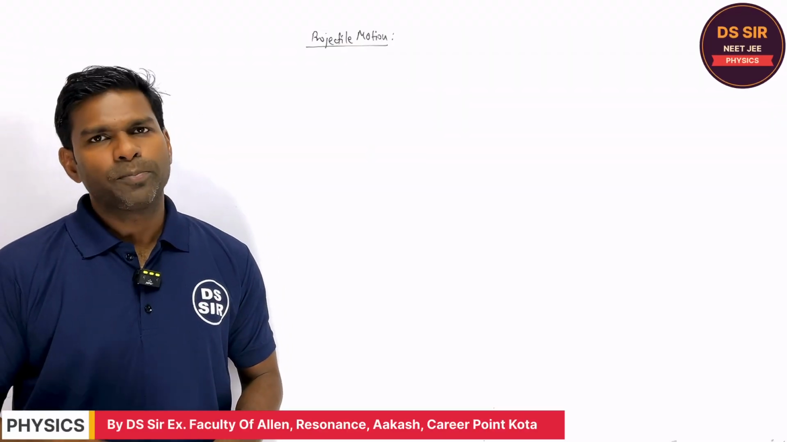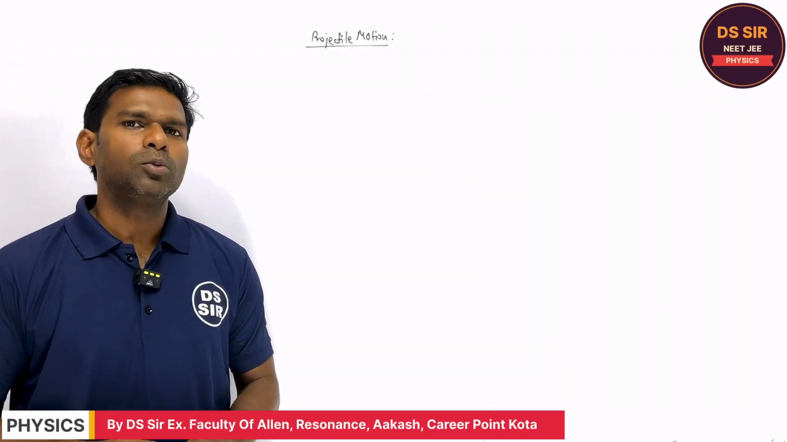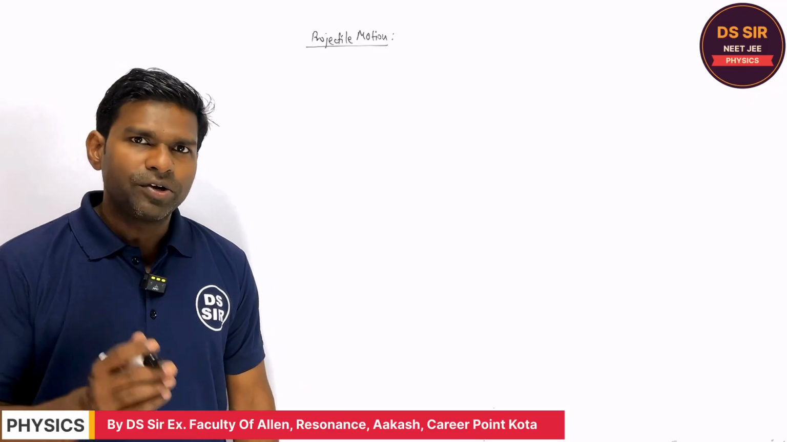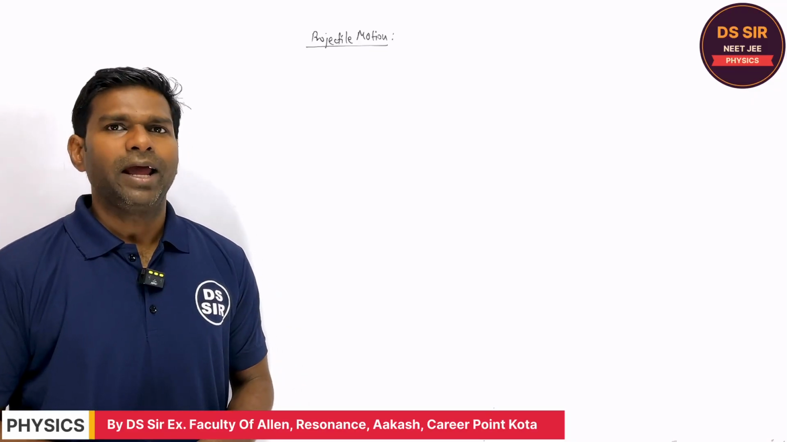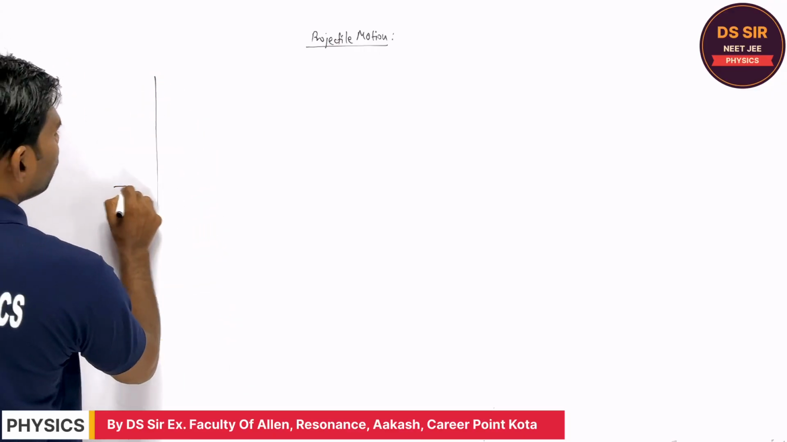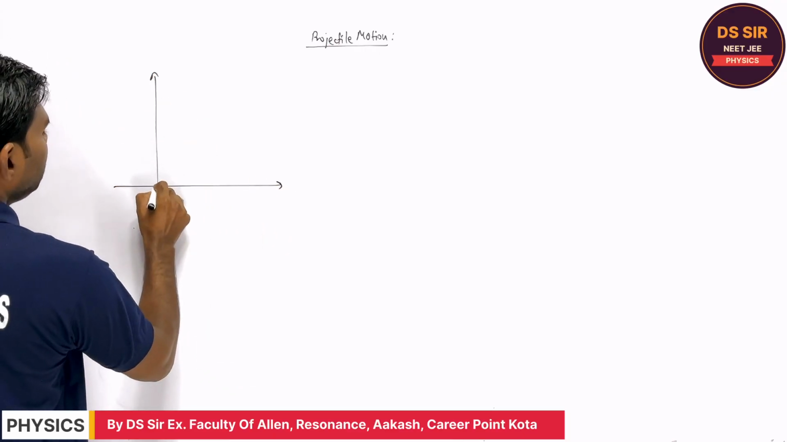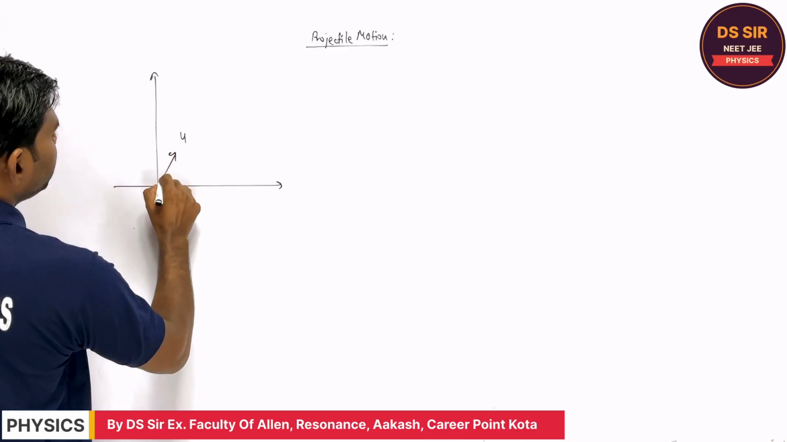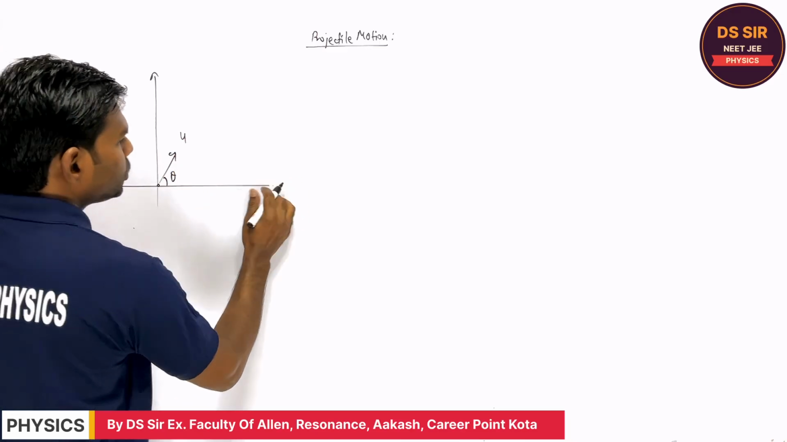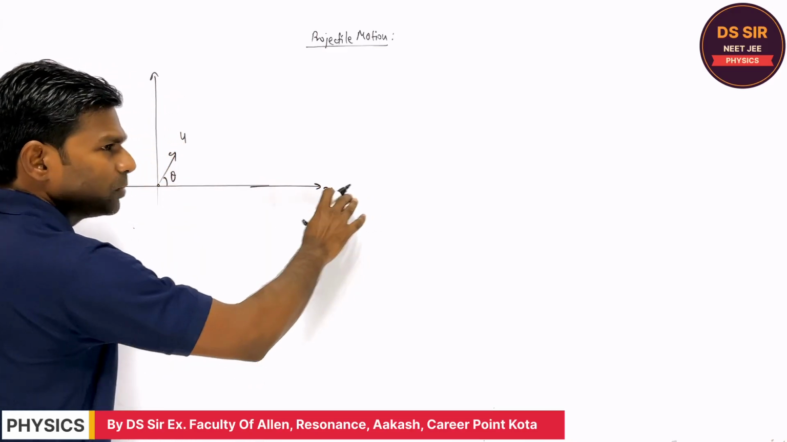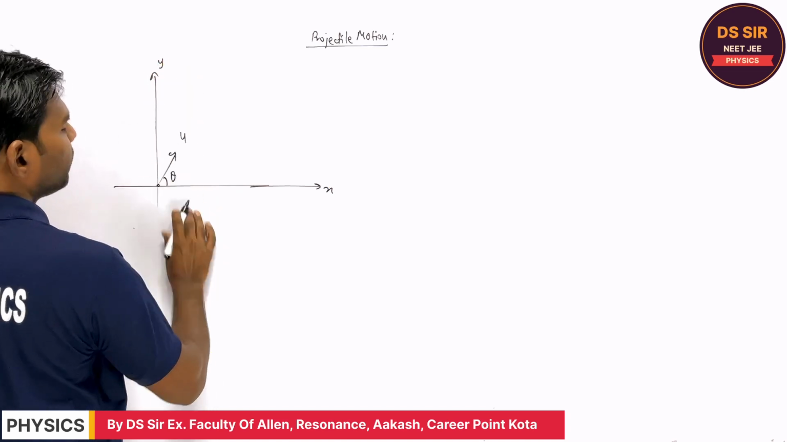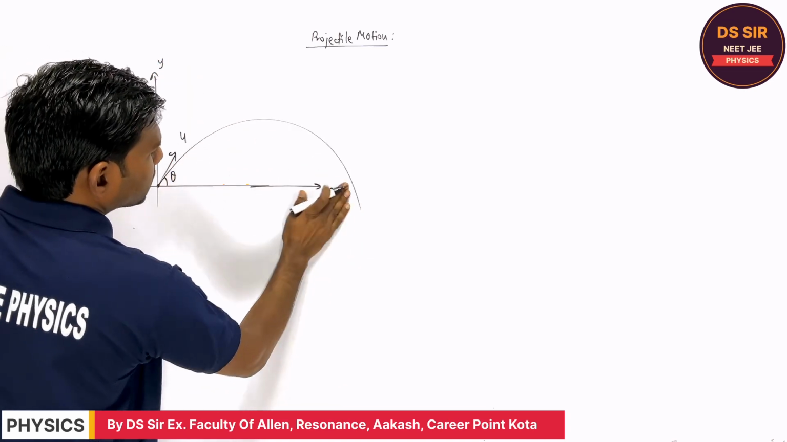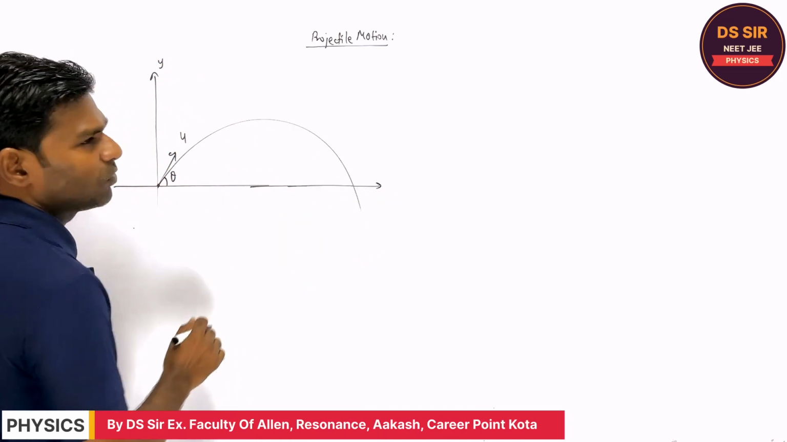So today in today's lecture we are going to discuss projectile motion, and in projectile motion we are going to discuss the trajectory of the projectile, which is parabolic, right? So when we throw the projectile from the ground with the speed u at angle theta, assume the horizontal direction to be the x-axis and the vertical direction to be the y-axis. The equation of the trajectory we have to find, right?